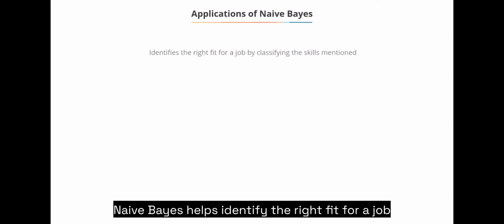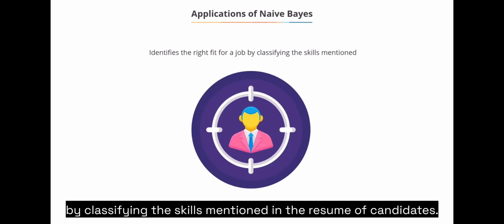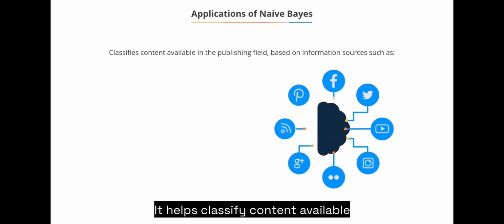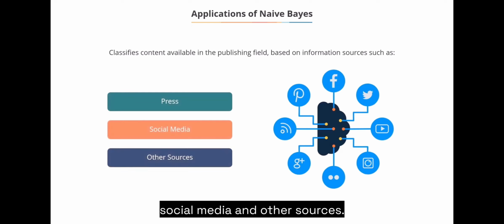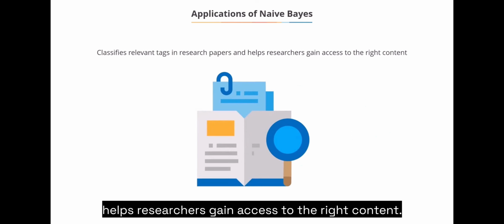Naive Bayes helps identify the right fit for a job by classifying the skills mentioned in the resume of candidates. It helps classify content available in the publishing field based on the availability of the information in different sources like the press, social media, and other sources. It classifies the relevant tags and research papers and helps researchers gain access to the right content.